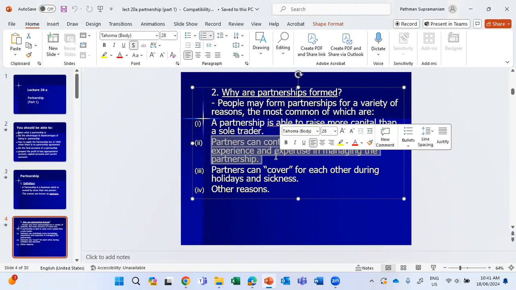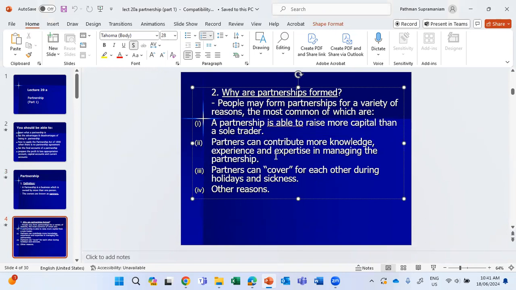For example, let's say a lawyer operating as a sole trader has his own business, but he's the only one running it. Then more and more clients come in, so he cannot cope. So he would invite maybe his fellow graduates to become partners in the business. Within the lawyers, one might be good in the criminal section, one might be good in the housing section, so they can contribute more knowledge and experience to each other. So they can offer more services.